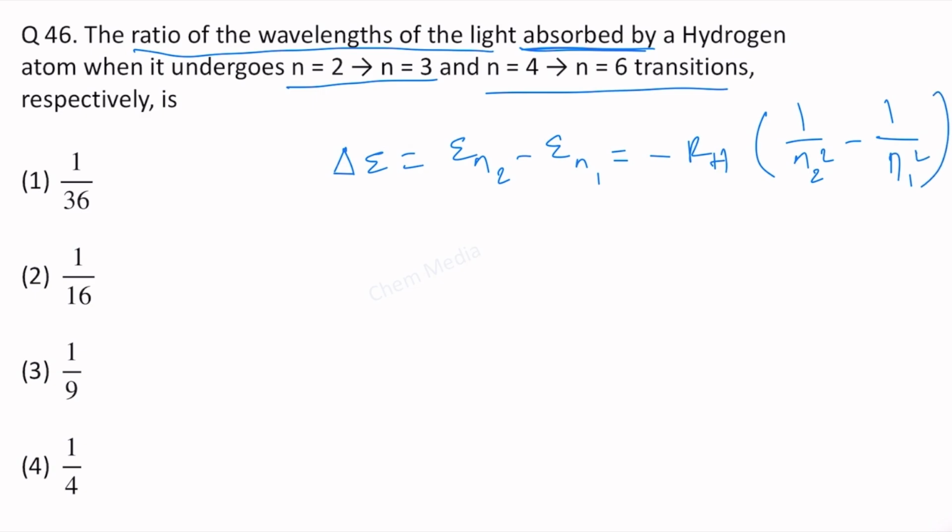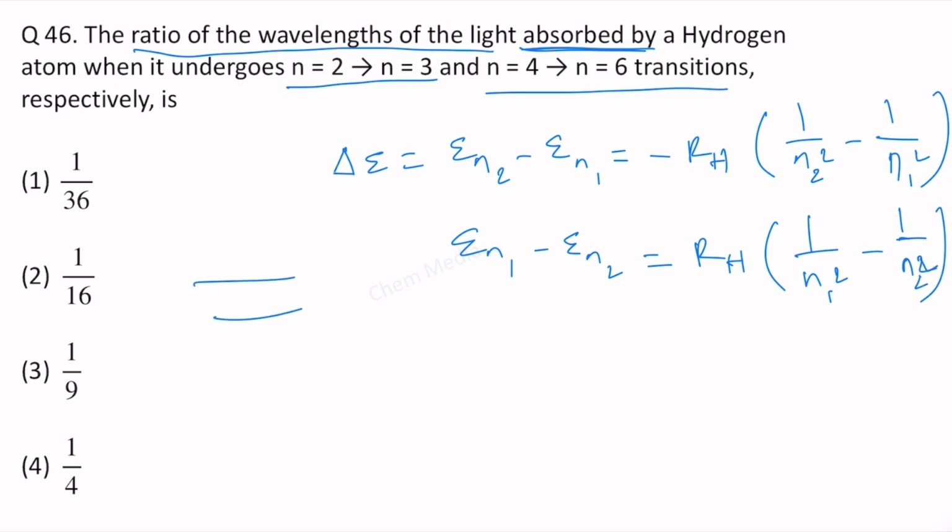But because it is mentioned as absorbed by, we have to write it this way: En1 minus En2 is equal to Rydberg constant times 1 by n1 square minus 1 by n2 square, because we are going from here to here, that is absorption. If we are coming from up to down, then that is emission. So let's calculate the energy difference once again, and then we will calculate the ratio of the wavelengths.